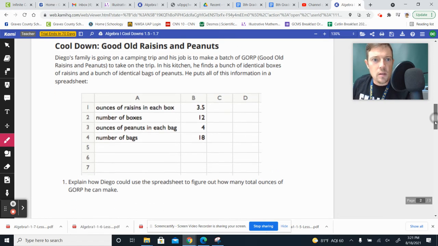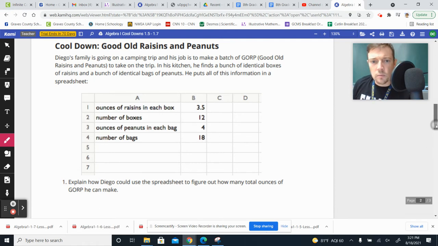Yep, lesson 7. So, the good old raisins and peanuts, or gorp as Diego's family likes to call it. He's making some to take on the trip. He goes to his kitchen. He finds a bunch of boxes of raisins and identical boxes of peanuts. And he puts all this information in the spreadsheet. He's got 3.5 ounces per box of raisins, 12 boxes. 4 ounces of peanuts every bag, 18 bags of peanuts.